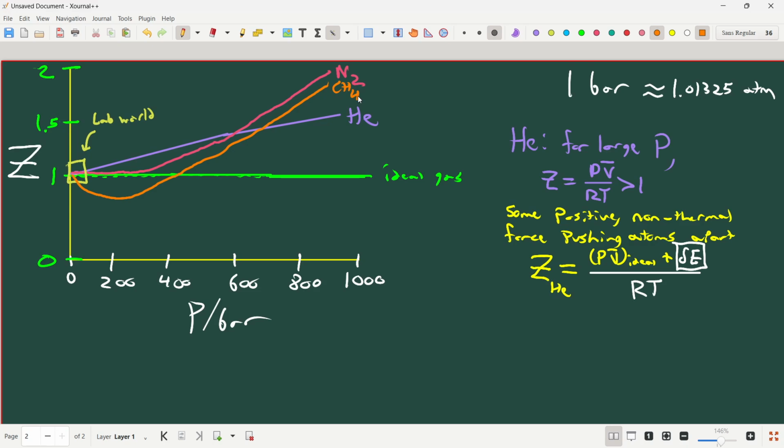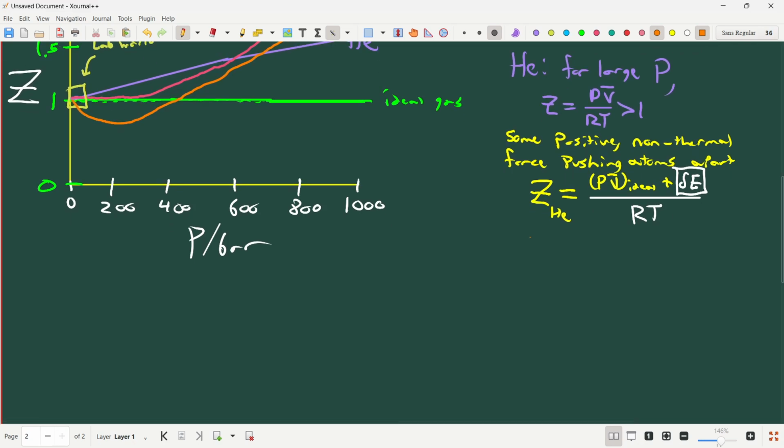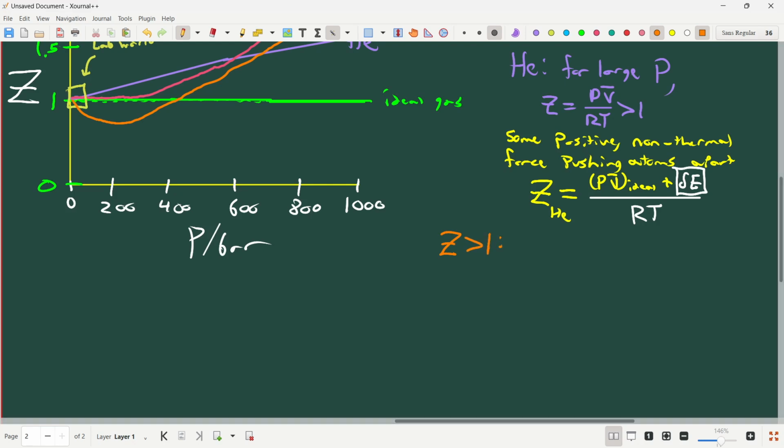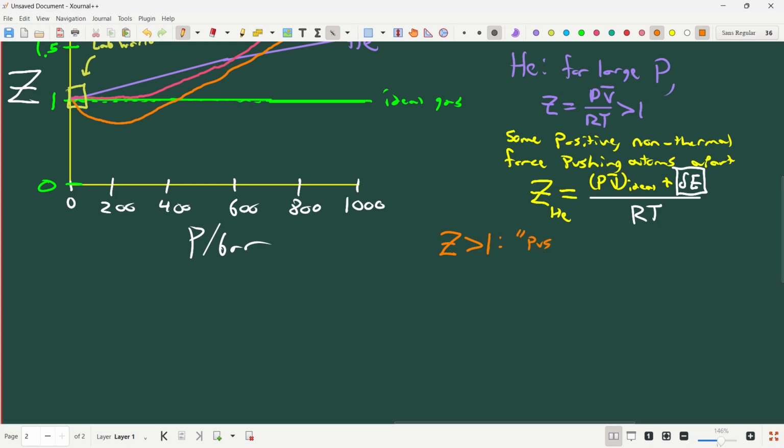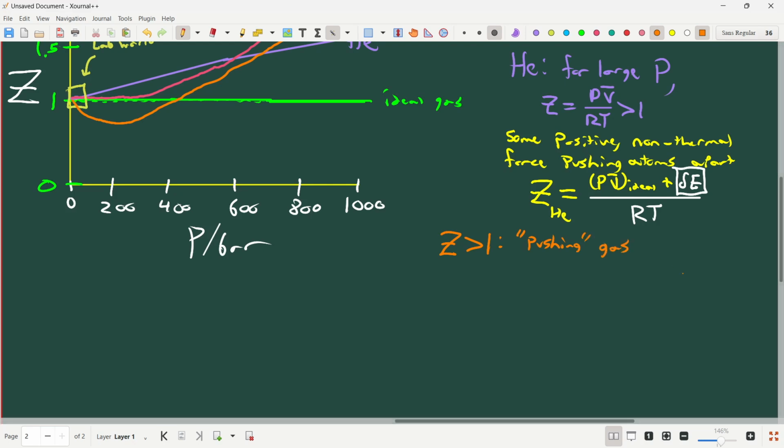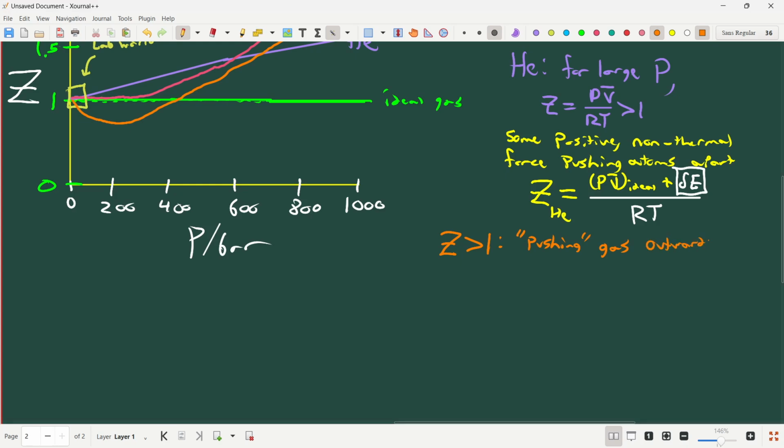So we see that there are some regions. If Z is greater than 1, we have something pushing the gas away from the center. Z greater than 1 means the gas is being pushed outwards relative to an ideal gas. But Z less than 1 means the opposite.